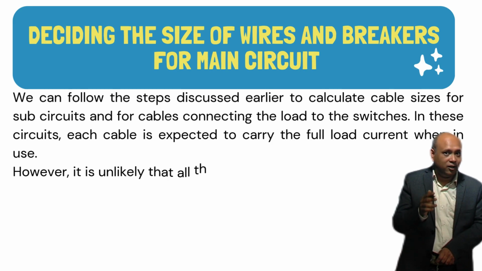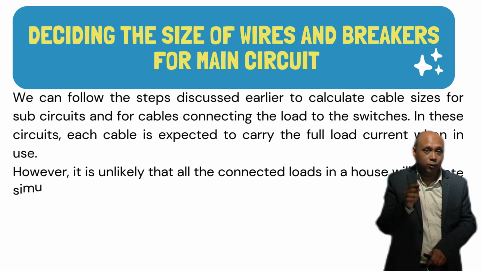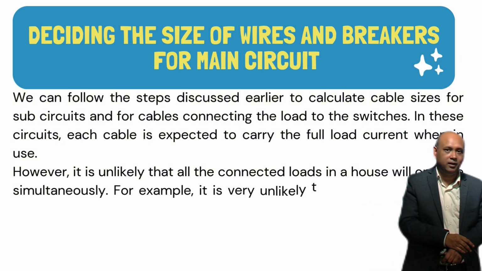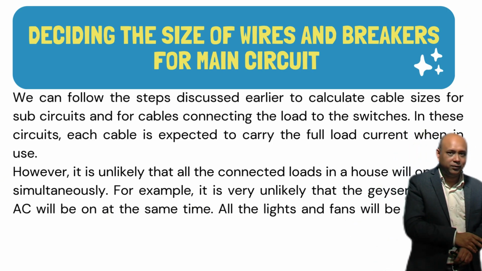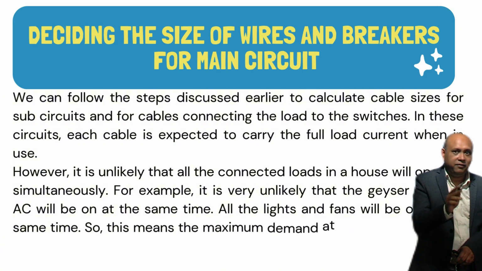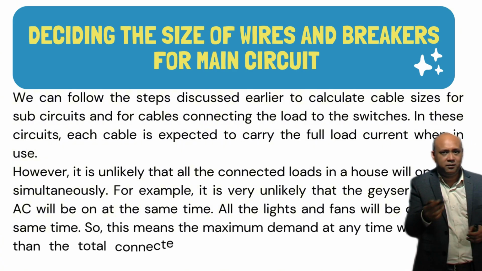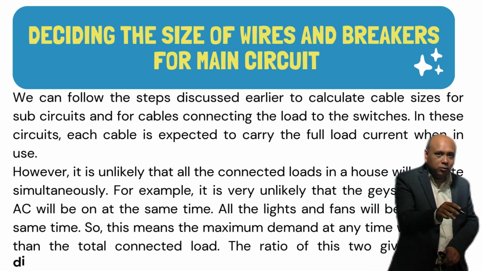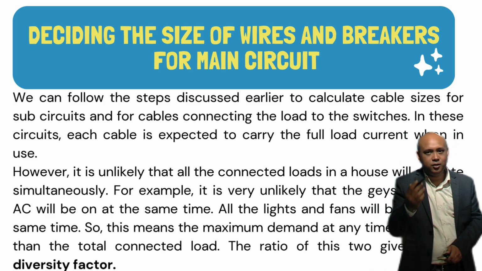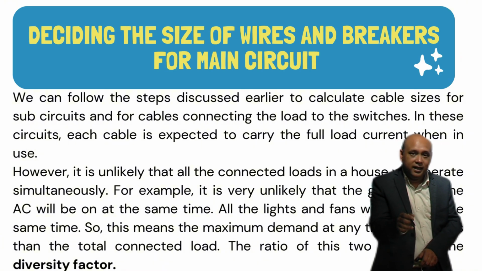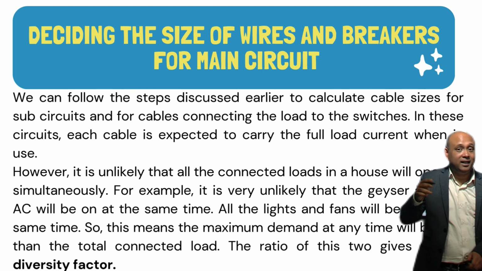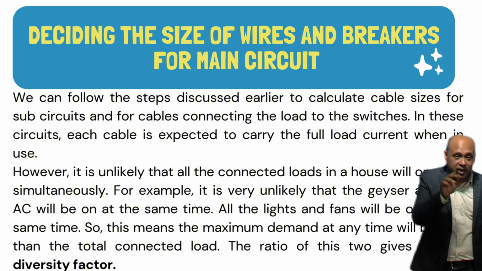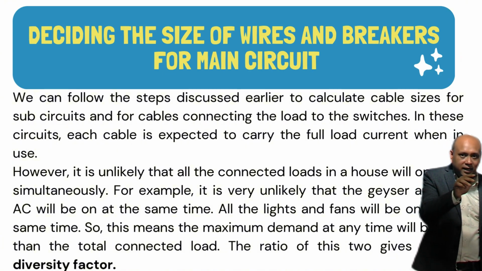However, it is unlikely that all the connected loads in a house will operate simultaneously. For example, it is very unlikely that the geyser and the AC will be on at the same time. Also, that all the lights and fans will be on at the same time is very unlikely. That all the socket outlets will be used at the same time is also very unlikely. So this means the maximum demand that we can have at any time will be less than the total connected load. This ratio of the maximum demand and connected load is given a term, that is the diversity factor.